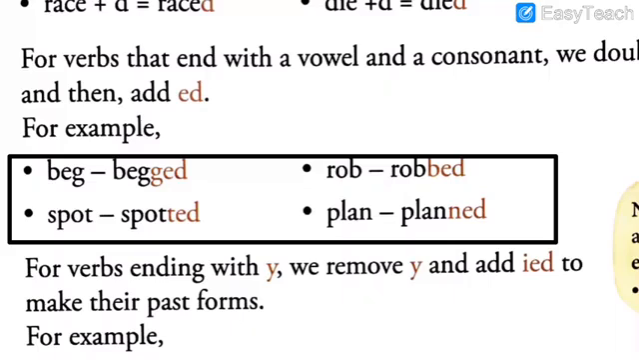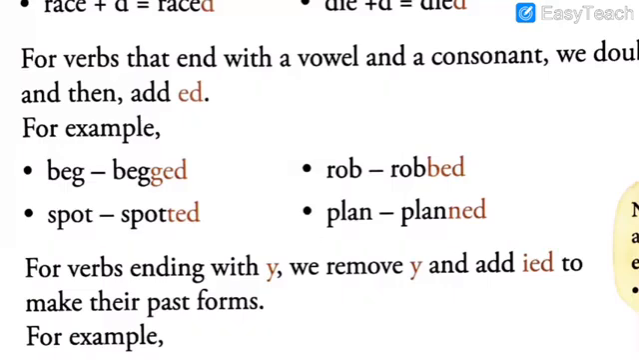Next is rob. It means to steal from someone's house, to take away the money from someone's house without their knowledge. So here rob ends with O and B, that is vowel and consonant respectively. What do we have to do? Again we have to double the last consonant, that is double B, add ed, so it becomes robbed. Similarly spot, we have to double the T, so it becomes spotted. I spotted a lion in the Gir forest, right? Then plan becomes planned. I have already planned for my future.